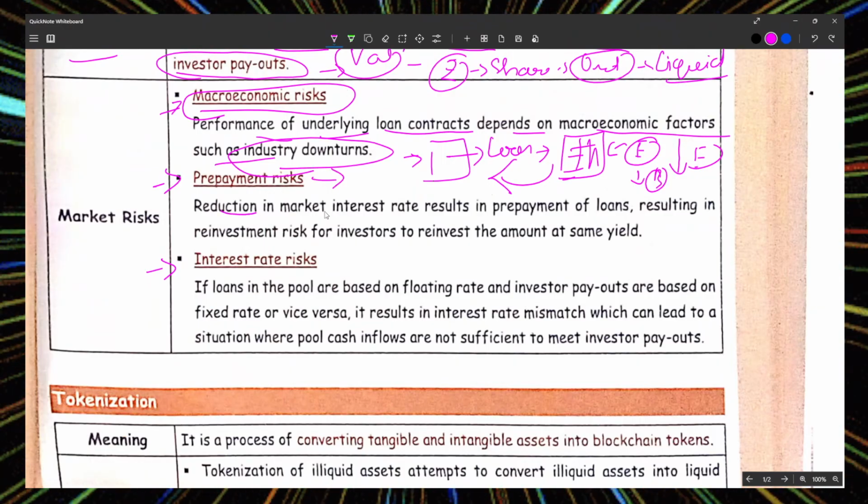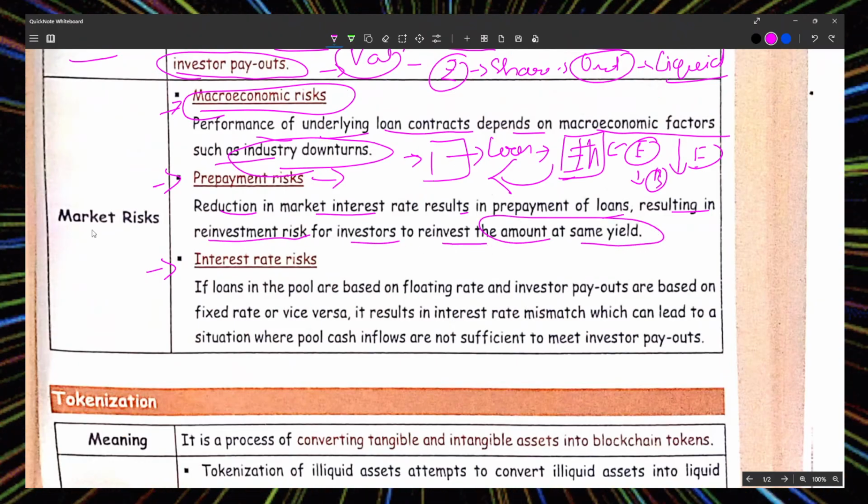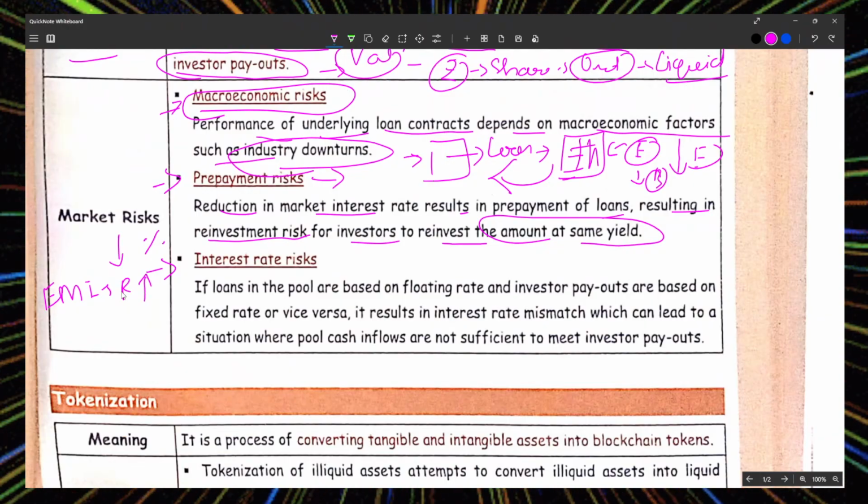Repayment risk. What is the repayment risk? A reduction in market rate results in early repayment of loans, resulting in reinvestment risk for the investor to reinvest the amount at the same yield. What happens when the interest rate decreases? The EMI, the principal repayment, will be much faster.